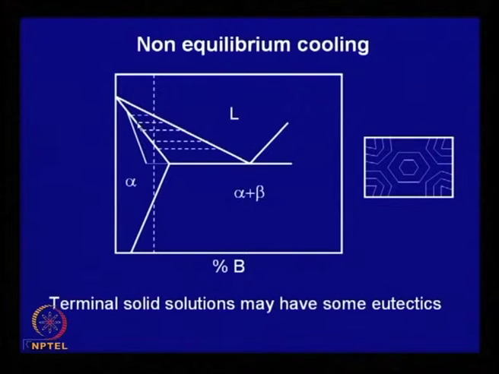So, new layers of alpha which are forming will follow this composition, whereas the older ones will not get enough time to change their composition. Therefore, effectively the average composition of the solid will follow a solidus line which is different from this, and this is a departure from equilibrium. Ultimately, when it reaches the eutectic temperature, there may still be some amount of liquid left. This is the amount of liquid which remains even when the temperature reaches the eutectic temperature. It will now solidify as eutectic, having alpha of this composition and beta of this terminal solubility somewhere here.